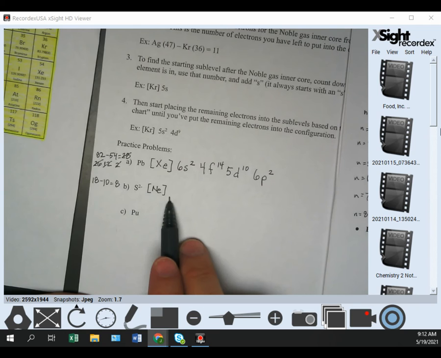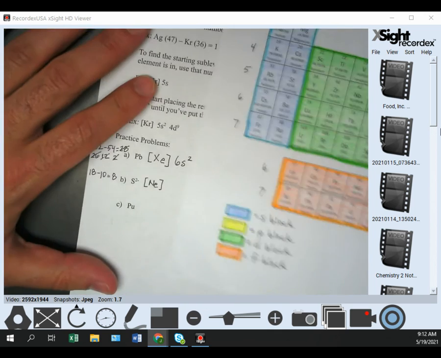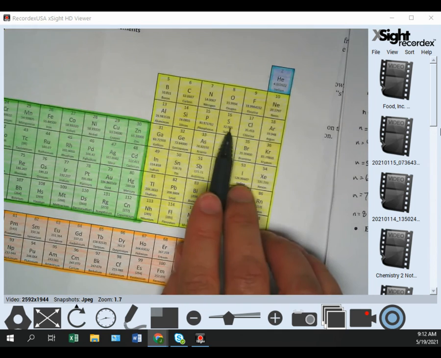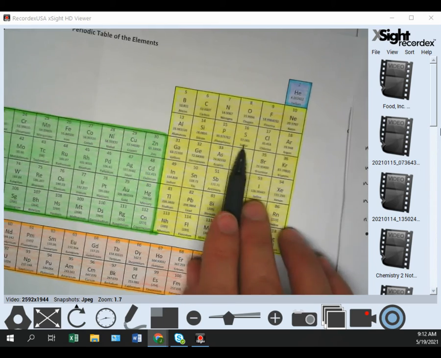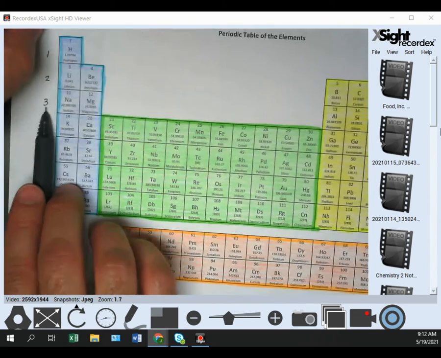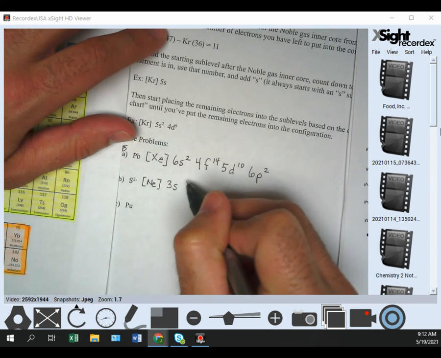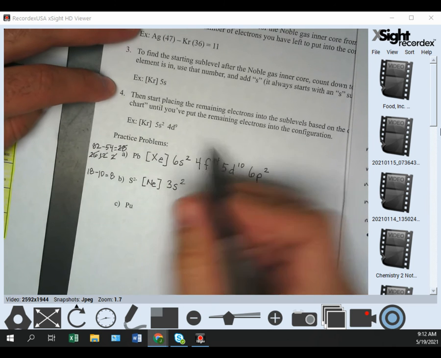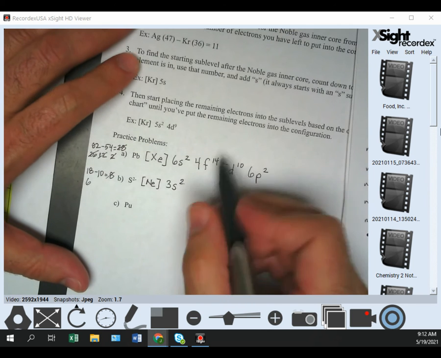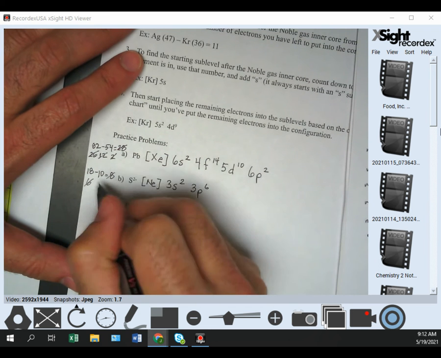So what are we going to start with here? 3s, right? Remember, you're going to go where sulfur is, not where the neon is, because that's where you're starting. Go all the way to the left, or just see what row number that is. That's number 3. So we're going to start with 3s. 3s can hold 2. So we're down to 6, right? What comes after 3s? 3p can hold 6, and we have 6, so that's perfect. We're at 0.